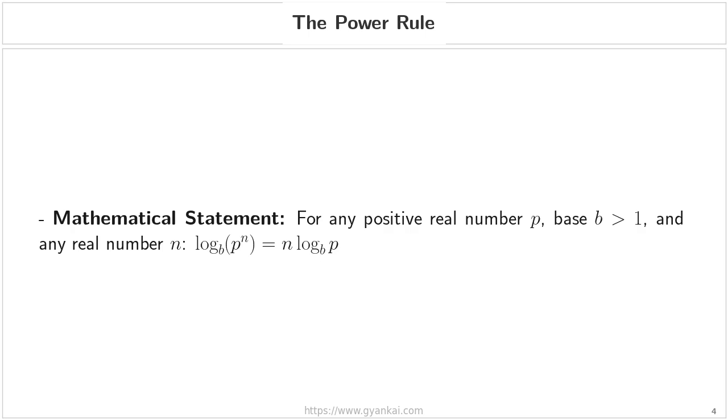The power rule. Now that we have discussed how logarithms handle multiplication and division, let us move on to the third fundamental property, the power rule. Looking at the mathematical statement, for any positive real number p, a base b greater than 1, and any real number n, the logarithm base b of p raised to the power of n is equal to n times the logarithm base b of p.